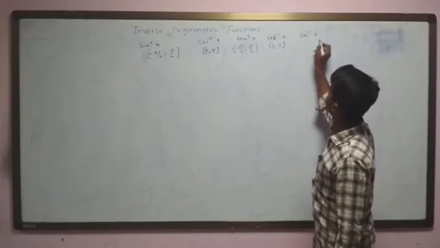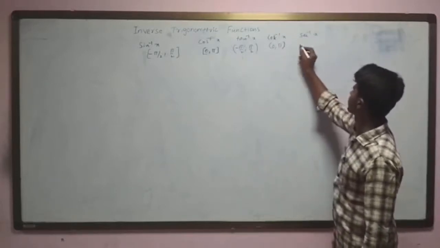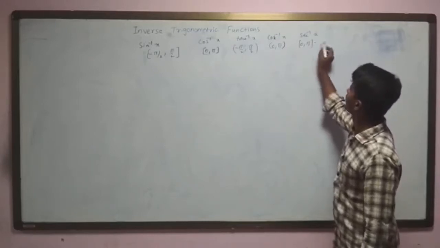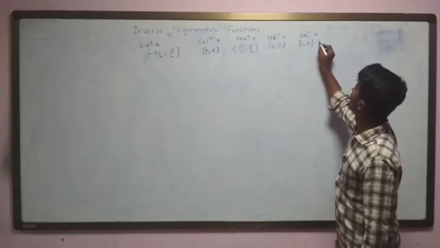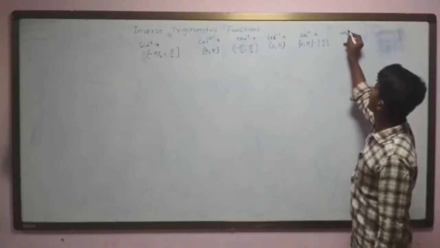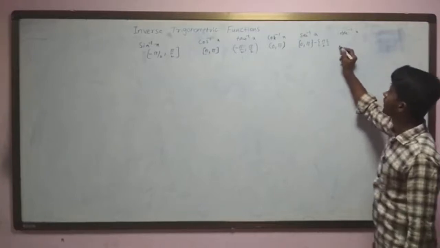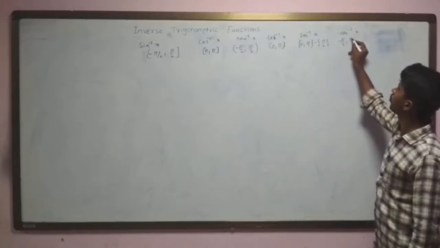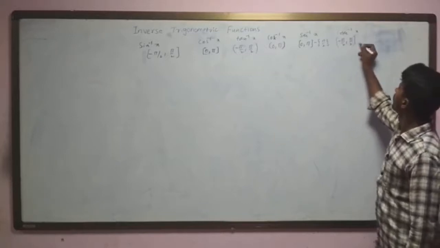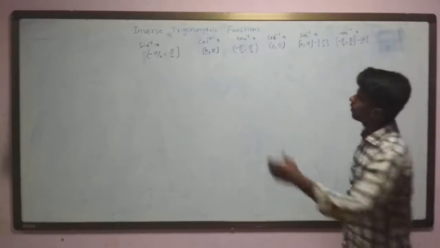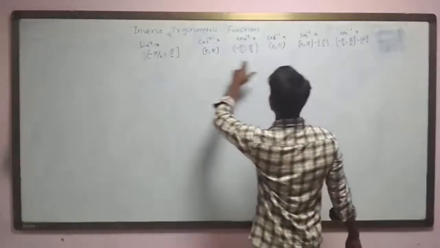Secant inverse x lies in between 0 to pi, minus pi by 2. Cosecant inverse x lies in between minus pi by 2 to pi by 2, minus 0. So these particular functions lie in these particular regions.